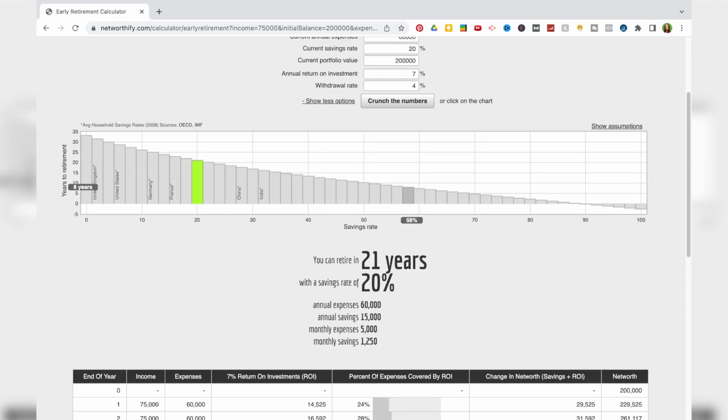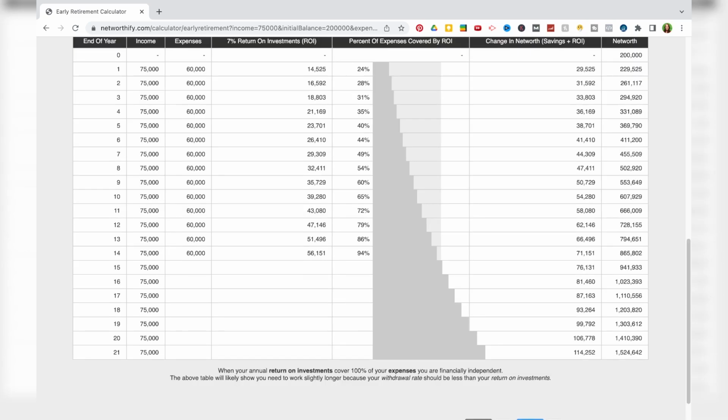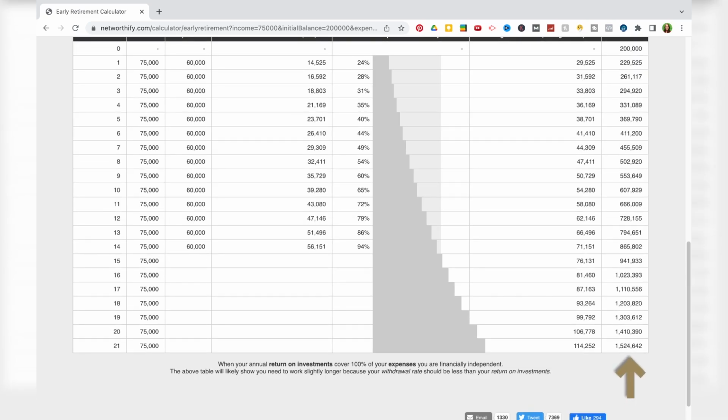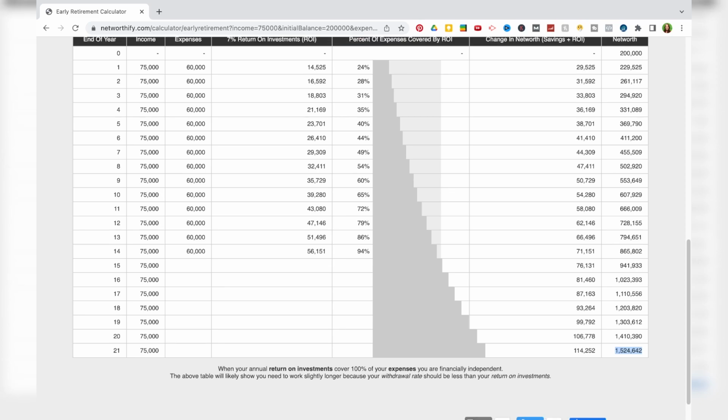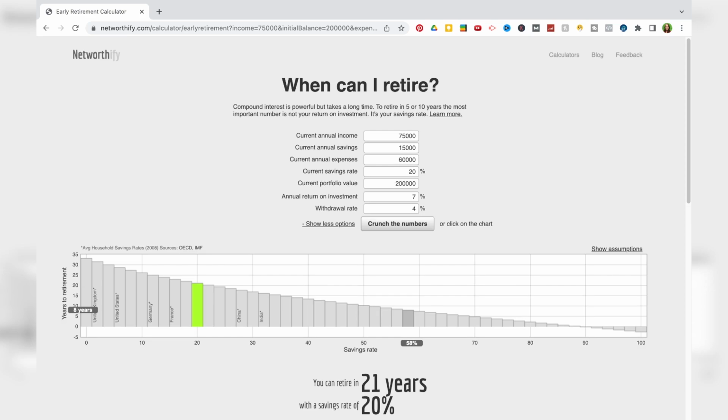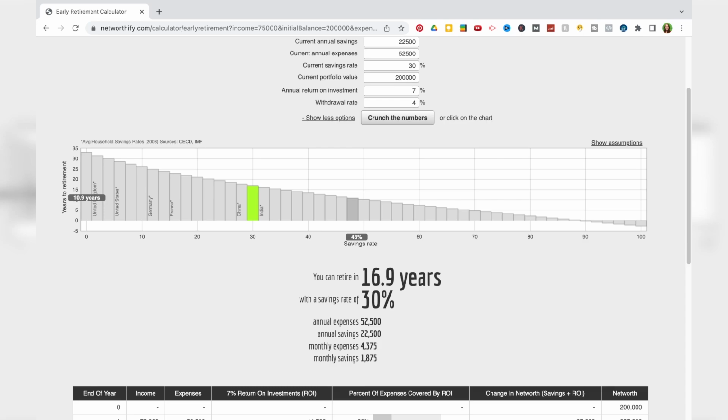And if we scroll all the way down, we can see that our financial freedom number is going to be about $1.5 million. And that is based on this current situation. So if we play around with these numbers, we can see if we increase our investment rate to 30% and crunch the numbers, we can retire in 16.9 years, so about 17 years, instead of 21 years. You can see the drastic difference this makes by investing as much money as possible as soon as possible.